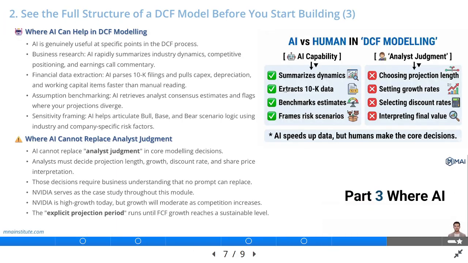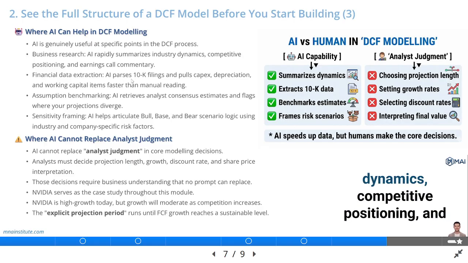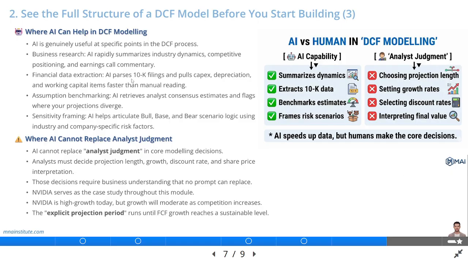Part 3. Where AI can help in DCF modeling. AI tools are genuinely useful at specific points in the DCF process, and it helps to know in advance where to deploy them. For business research, AI can rapidly summarize industry dynamics, competitive positioning, and recent management commentary from earnings call transcripts, information that anchors the revenue and margin assumptions.